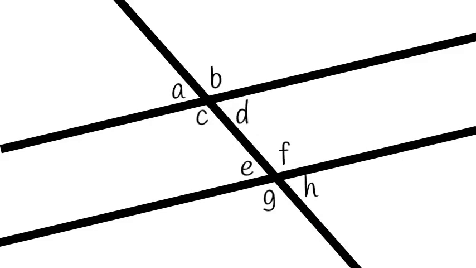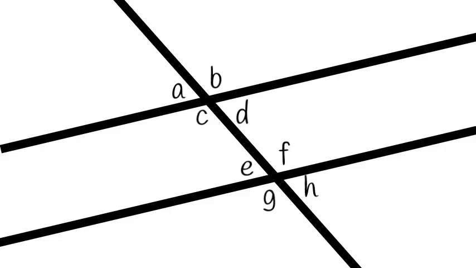So here's our two lines cut by a transversal with our angles labeled. So A and E are corresponding angles, and they're congruent if the lines are parallel. Similarly, B and F are corresponding and congruent if the lines are parallel. Now let's look at same side interior. Well, C and E are same side interior angles, and D and F are same side interior angles. Similarly, A and G are same side exterior.